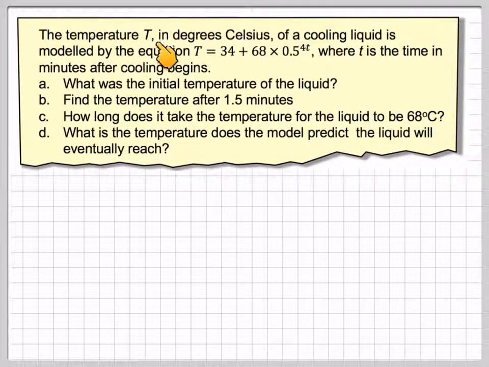The temperature T in degrees Celsius of a cooling liquid is modelled by the equation T is equal to 34 plus 68 times 0.5 to the 4t, where t is the time in minutes after the cooling begins. What was the initial temperature of the liquid?